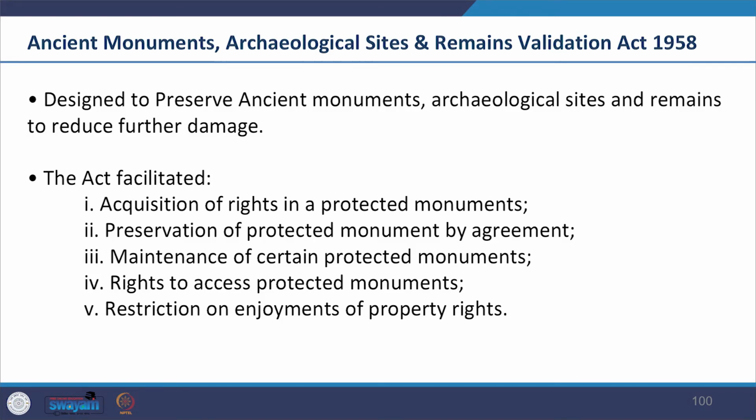Further, we see in this timeline that the Ancient Monuments and Archaeological Sites and Remains Act came in 1958. This act came in particularly to preserve ancient monuments, archaeological sites and remains, and to reduce further damages to them. This act facilitated acquisition of rights in the protected monuments. It also encouraged preservation of protected monuments by agreement, maintenance of certain protected monuments, right to access protected monuments, and restriction on the enjoyment of the property rights.